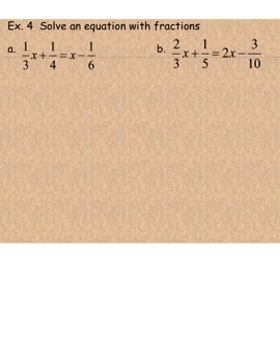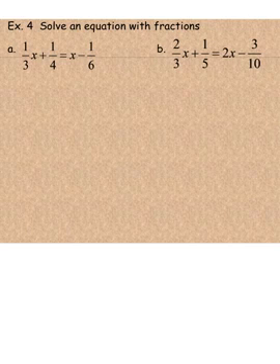Example 4, solve an equation with fractions. So here we're going to look at example A, 1/3 x plus 1/4 equals x minus 1/6. What I usually tell my students when they're dealing with fractions is to look for a common denominator here. When you're adding and subtracting, look for a common denominator.